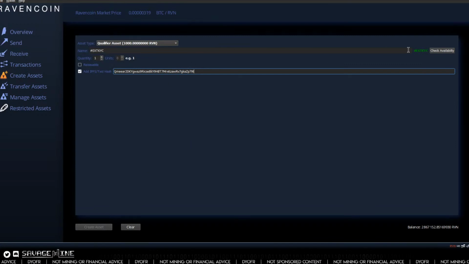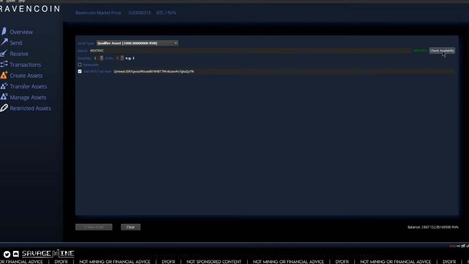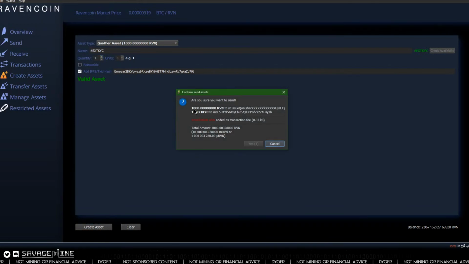Now, it's already green over here, but before this create asset is able to be clicked, okay, this is a little bit confusing. It doesn't lead you in the right direction. You have to check availability, okay? So once you click that, you can see here it says valid asset, and then now we can actually create the asset. So let's go ahead and do that. You can see right here, 1,000 is going to be sent to that address, which is the burn address, okay? And then one tag, because we only created one.